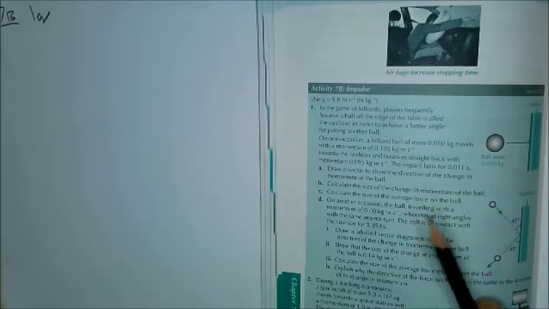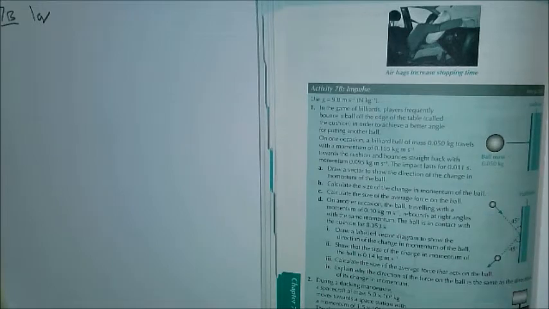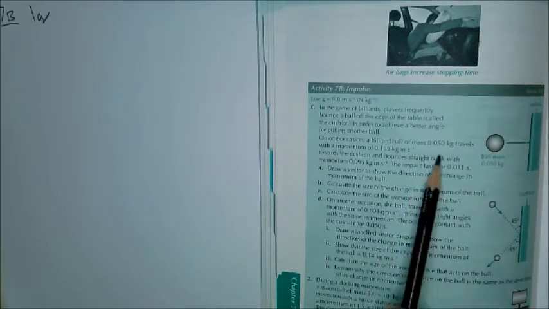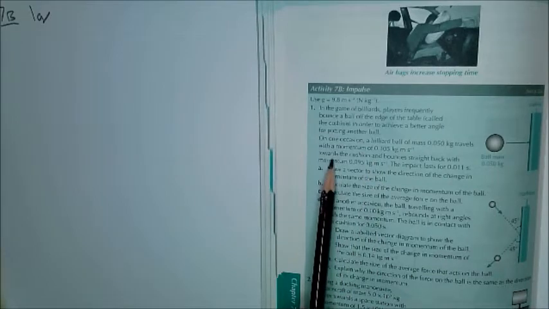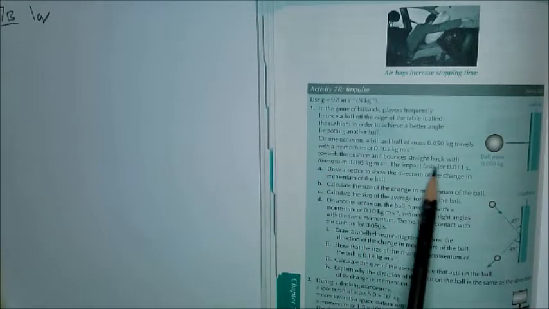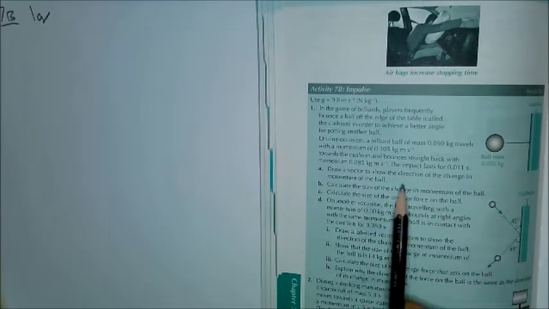Question 1 is about billiards, so snooker or pool. You bounce a ball off the edge of the table called the cushion, a rubber edge along the edge of the table, in order to achieve a better angle for potting another ball. A billiard ball with a given mass and momentum is hit towards the cushion and bounces back with another given momentum. The impact lasts for 0.011 seconds. Draw a vector to show the direction of the change in momentum of the ball.